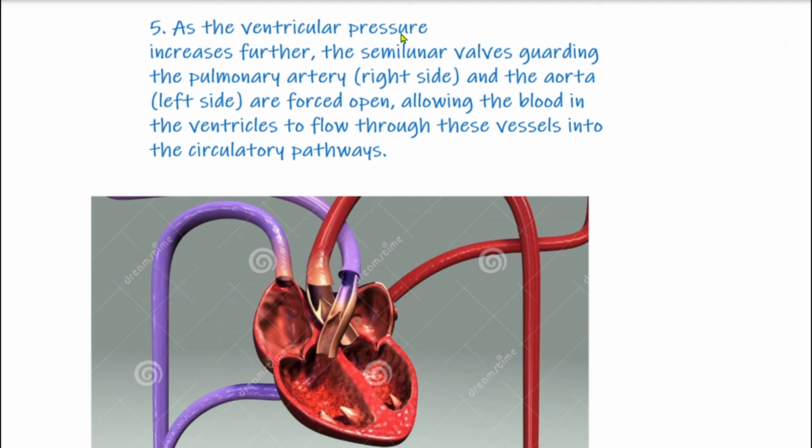So as the ventricular pressure increases further, the semilunar valves guarding the pulmonary artery on the right side and the aorta on the left side are forced open, allowing the blood in the ventricles to flow through these vessels into the circulatory pathways. And so the blood flows through this aorta and pulmonary artery into the circulatory pathways.